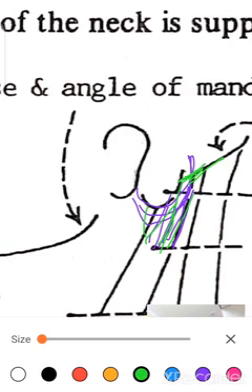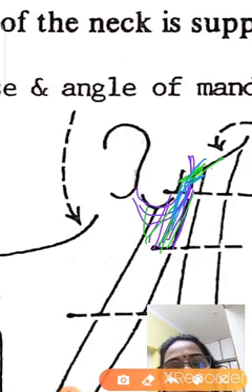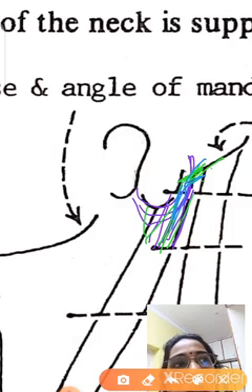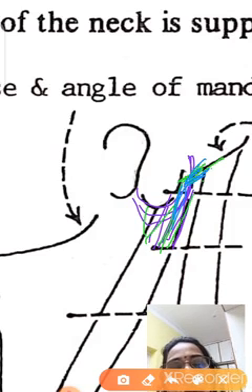See, here also it is attached. Here it is attached on the lateral surface. What you can say, this mastoid process and this superior nuchal line.